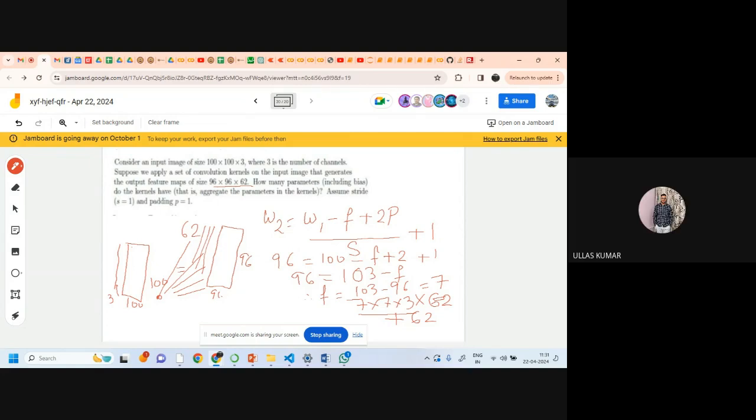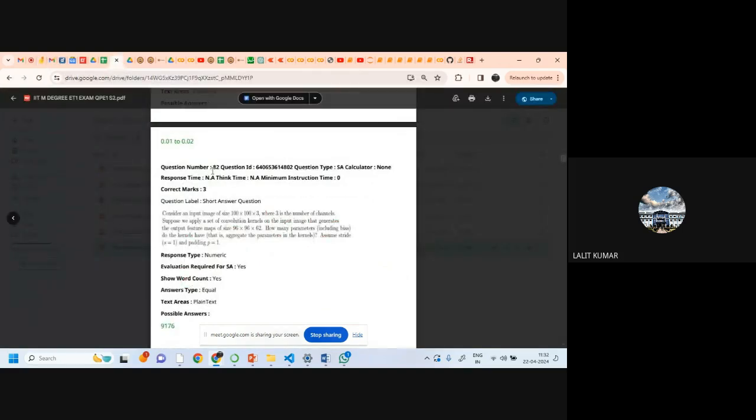क्या एक बार रिपीट करना, मैं डिस्कनेक्ट हो गया था. अच्छा अच्छा, कोई बात नहीं. हमने क्या किया है, क्वेश्चन 7 आगे वैल्यूज वो तो ठीक है. उसके बाद, what we have done now, the filter is 7 into 7 into 3 because 3 was the depth and 62 is the number, so we have to multiply by 62. ठीक है. 9114, and now this bias, 9176 कितना? 9176. Let's see. Yeah, answer is correct.